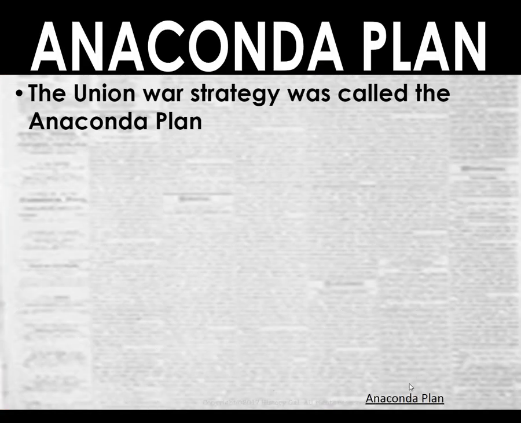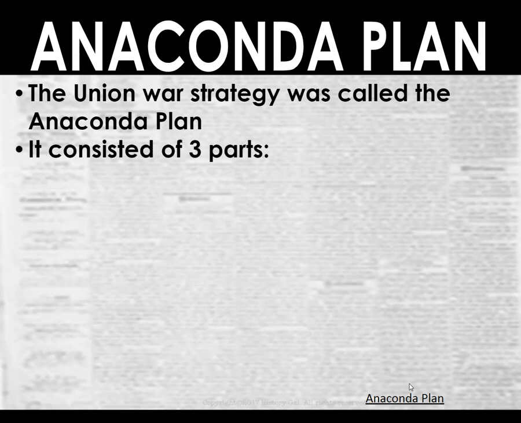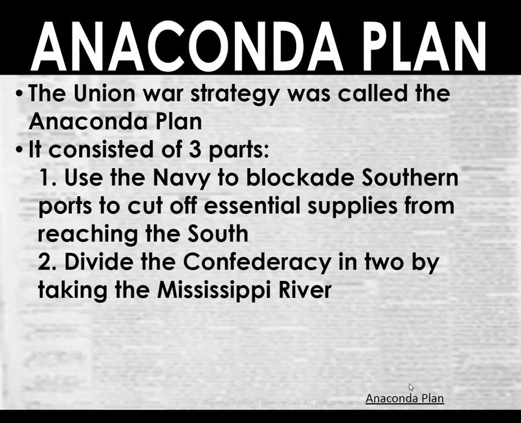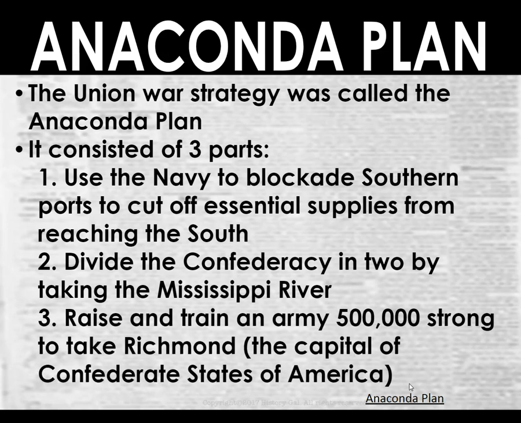Now, let's look at the plan for the North. The Union war strategy was called the Anaconda Plan. It consisted of three parts: use the Navy to blockade the South and cut off the supplies reaching the South, divide the Confederacy into two by taking the Mississippi River, and raise and train an army of 500,000 strong to take the capital of Richmond. So there are three parts: blockade the South, capture the Mississippi River to cut it in half, and raise and train a 500,000 army to take Richmond.